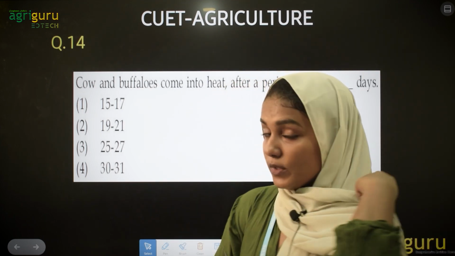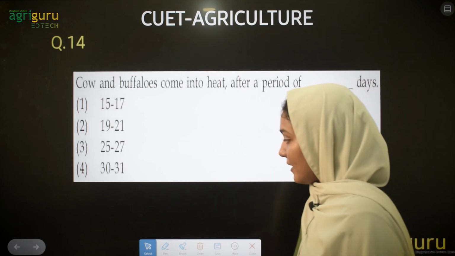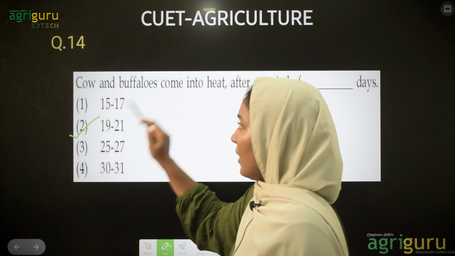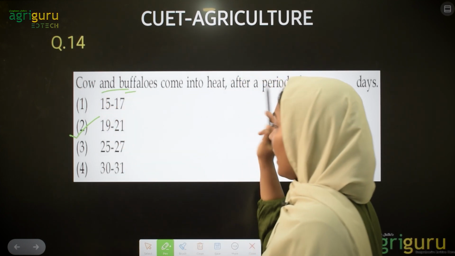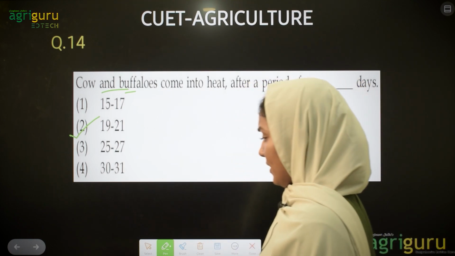Cow and buffaloes come into heat after a period of dash days. The answer here is 19 to 21 days. Cow and buffaloes come to heat after a period of 19 to 21 days. Option 2 is the right answer.